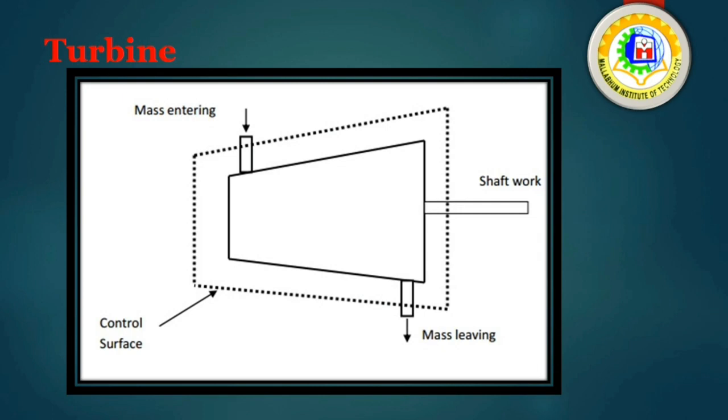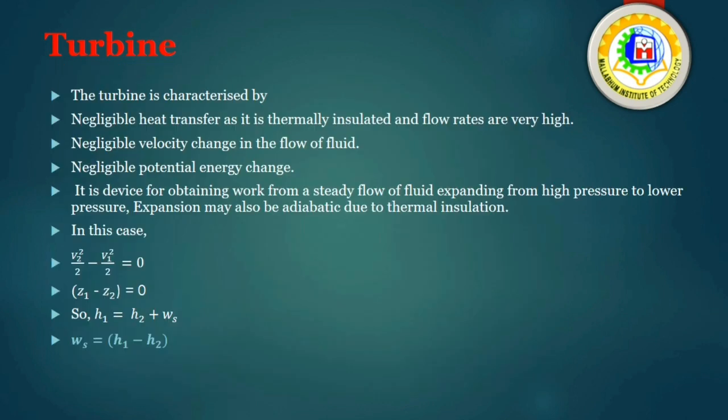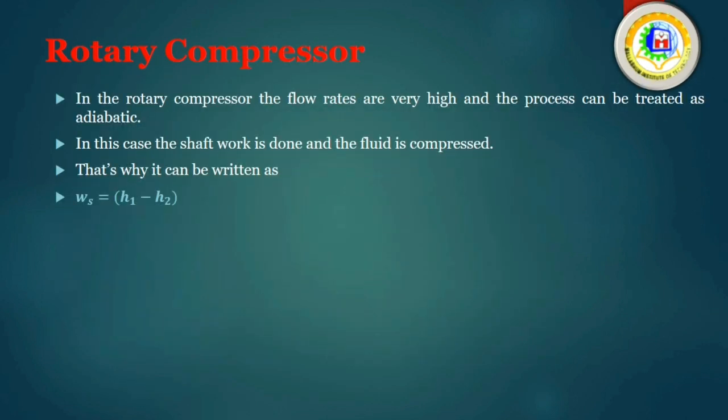And then the turbine. This is a very important part which can convert the steam into electricity. So what happens in the turbine? That is also h1 minus h2, and for the rotary compressor that is the same.